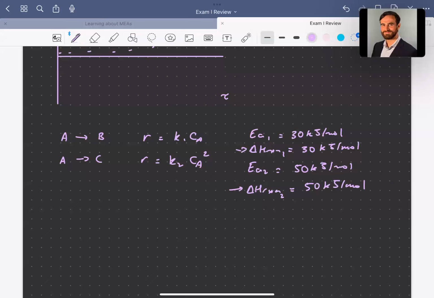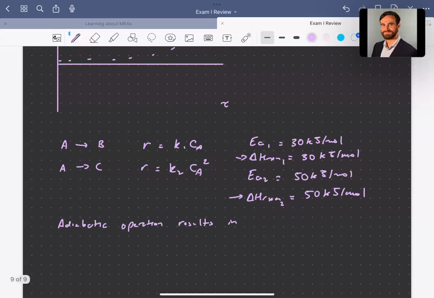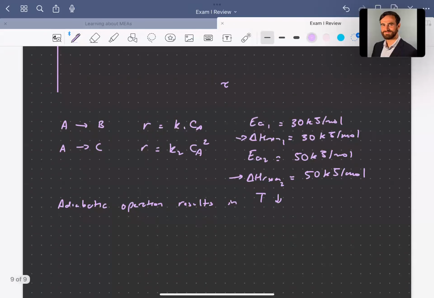Okay, so looking at these delta H's of reaction or enthalpies of reaction, if we operate adiabatically, the temperature will decrease. And so this reduces k2 more than k1, hurting the selectivity. So then you want to run this reactor isothermally. So this, just to summarize, reduces k2 more than k1, hurts selectivity to C.